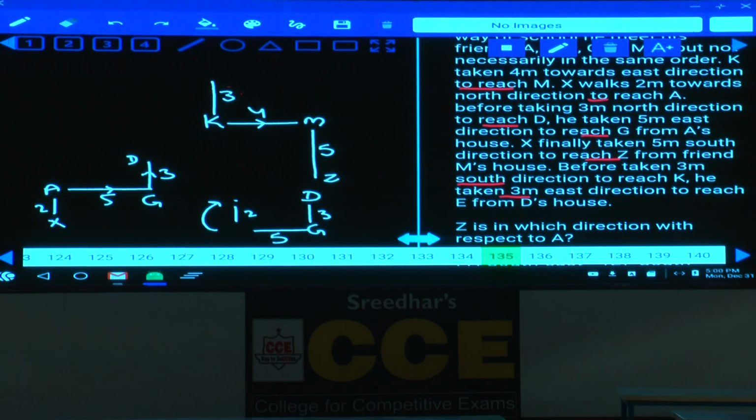Now from here, D will be here. How much distance has D covered? He has taken 3 meters east to reach E from D's house. Hence, this is E and this will be 3. If D is here, D to G is 3 meters and this will be G. If G is here, this will be A. This is 5, and this is X and the distance is 2 meters.